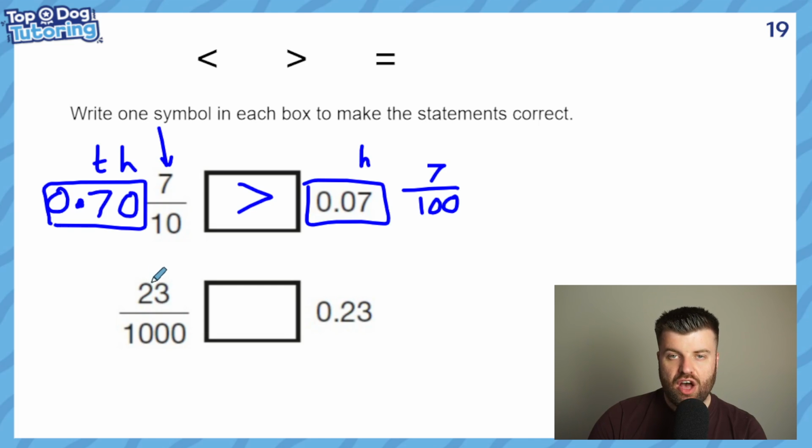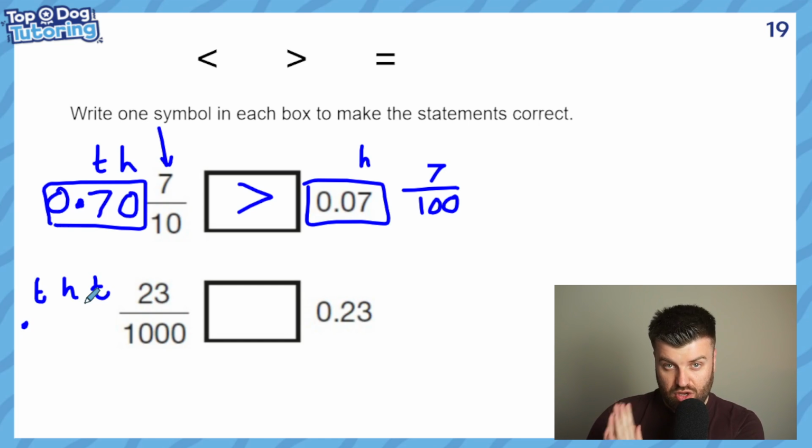Same down here. I'd be changing it into decimals. They're much easier to compare. I have 23 thousandths. Okay, I have tenths, so my decimal's going to go here, then hundredths and thousandths. Now, I know I can't fit two digits into one column in my place value chart. I can't put 23 in here. So I have to put the 3 there, and the 2 would move up.